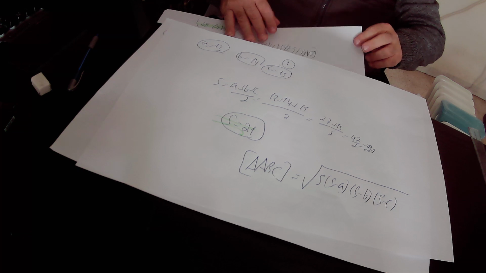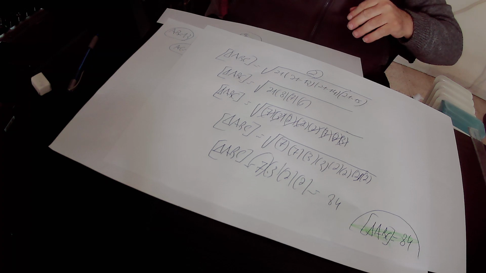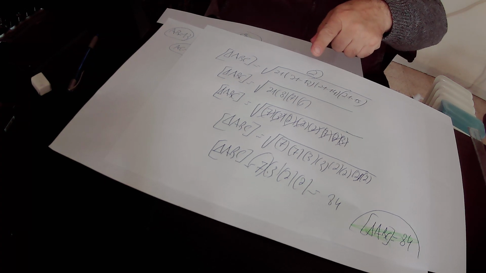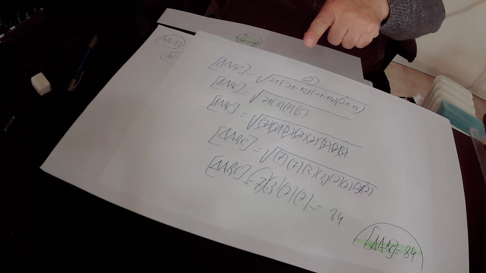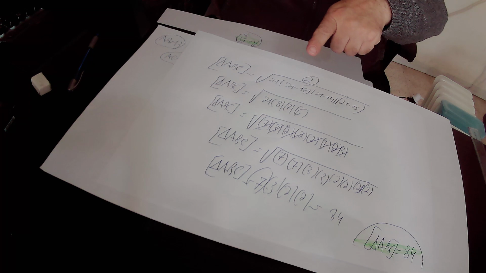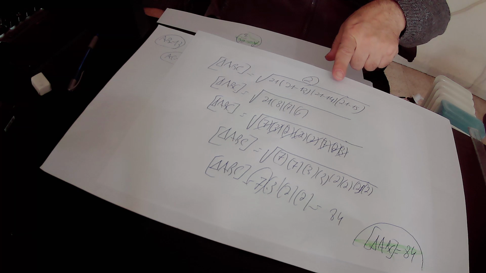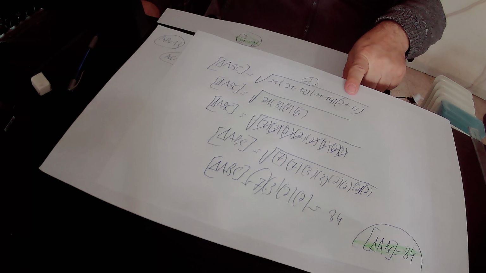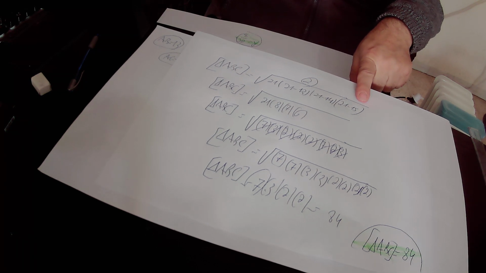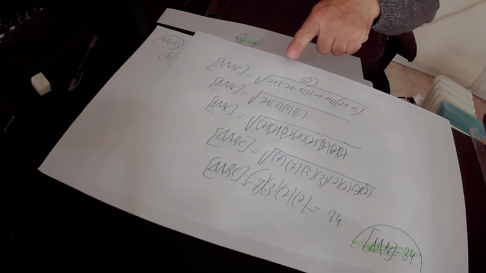So according to the new formula, the area of our triangle ABC must be equal to the square root of S, that is 21, times S minus A, S is 21 and A is 13, so S minus A is 21 minus 13, times S minus B, S is 21 and B is 14, so in total S minus B is 21 minus 14, times S minus C. S is 21, C is 15, so in total S minus C is 21 minus 15. So the area of triangle ABC equals the square root of 21.